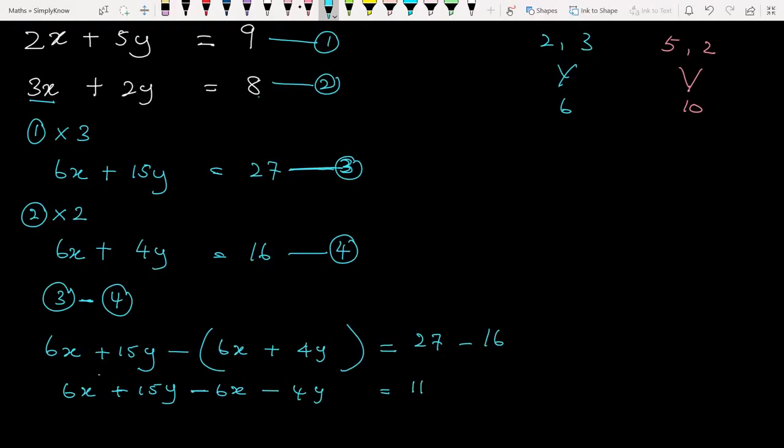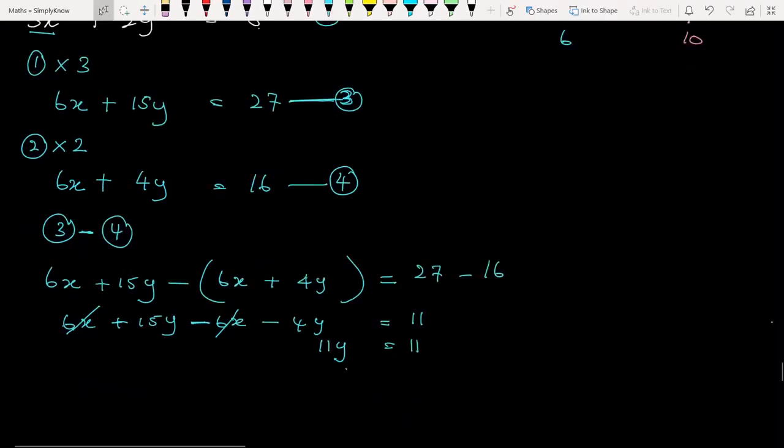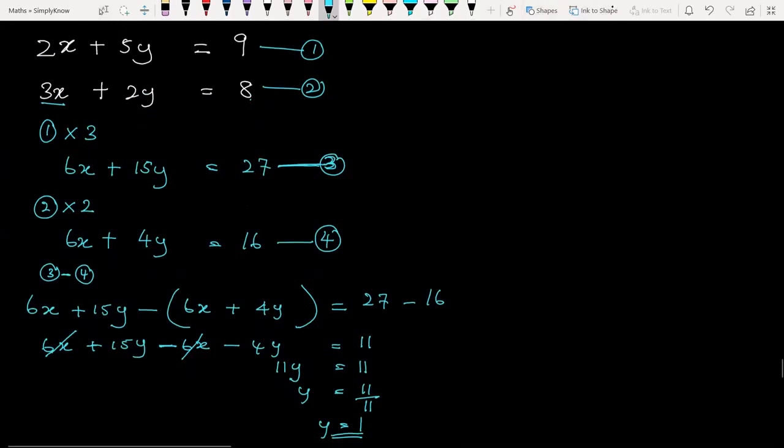Now we can eliminate x. Plus 6x and this minus 6x. We can cancel them. 15y minus 4y is 11y equals 11. So y equals 11 divided by 11, which is 1. y equals 1. Now let's substitute and get the value of x.